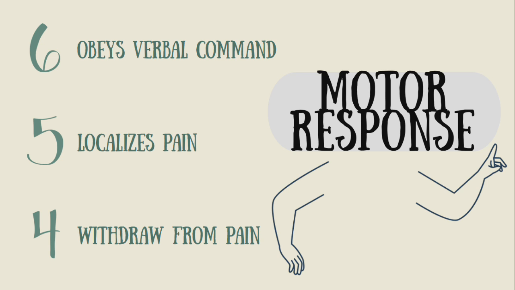Next, withdrawal from pain. This is another possible response to a painful stimulus, which involves the patient trying to withdraw from the pain, such as the patient trying to pull their arm away from you when applying a painful stimulus to their fingertip. This is also referred to as normal flexion response, as the patient typically flexes their arm rapidly at their elbow to move away from the painful stimulus. Withdrawal to pain scores 4 points on the Glasgow Coma Scale.